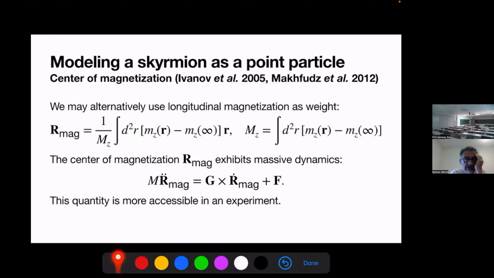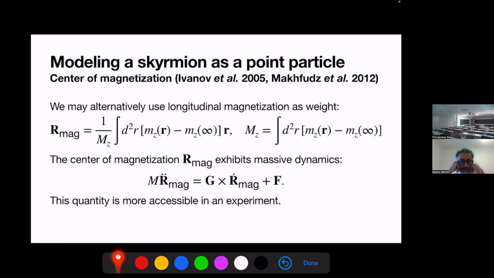An alternative approach was proposed by Ivanov and others in 2005, which is more convenient experimentally because skyrmion density is not easy to image by experimental techniques. So what you could do instead is use one of the components of magnetization, let's say the longitudinal component mz, and use it as a weight to define the total magnetization of the skyrmion relative to the background magnetization, as well as the first moment, which would be the position of the skyrmion.